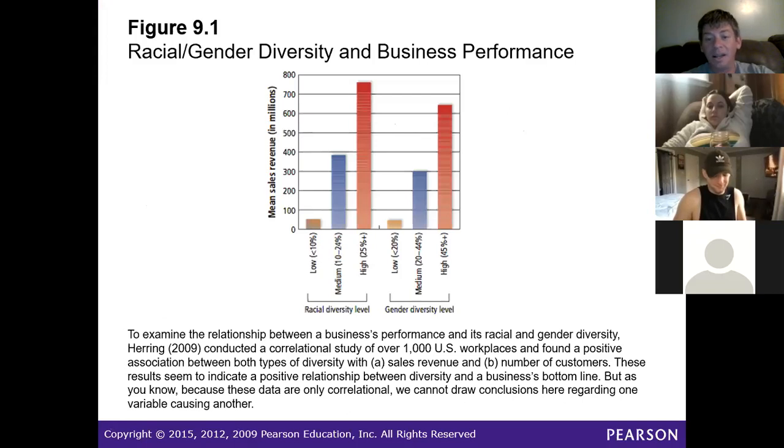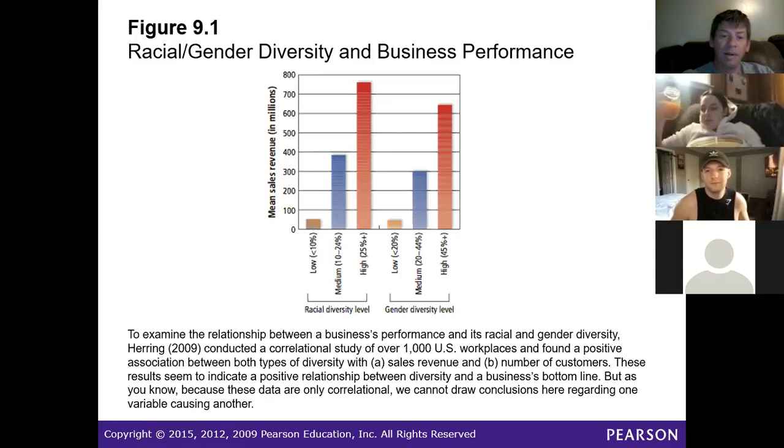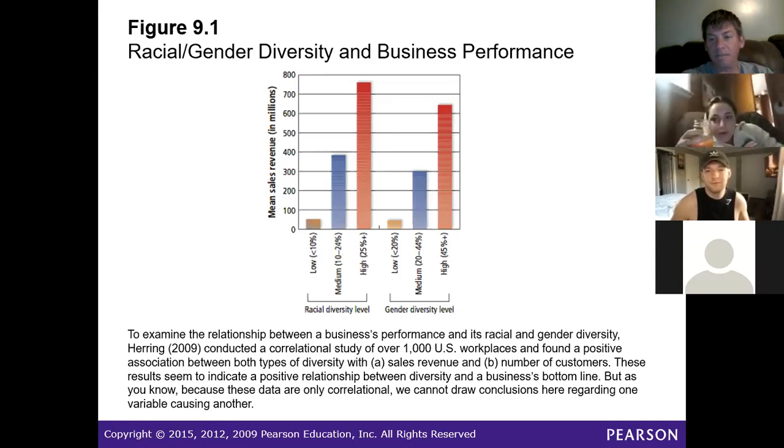So in one study where they took the variables of sales, revenue from sales, and the number of customers, they found the more diverse the group, either by race or gender, the better they did. So when there's high diversity, you can see on the left side, racial diversity level high, which means over 25%, they did so much better in sales as compared to the low diversity, less than 10%. And they went to businesses, essentially 1,000 different businesses.